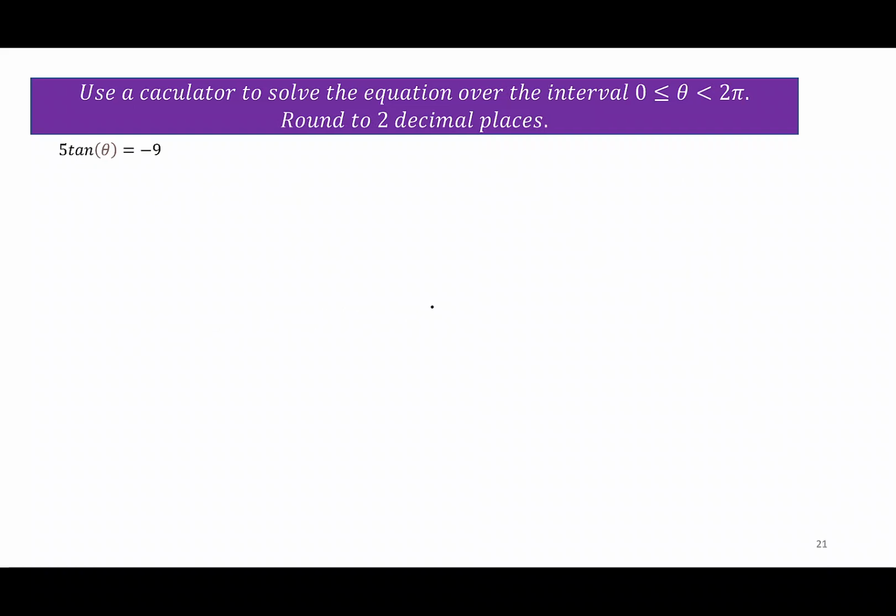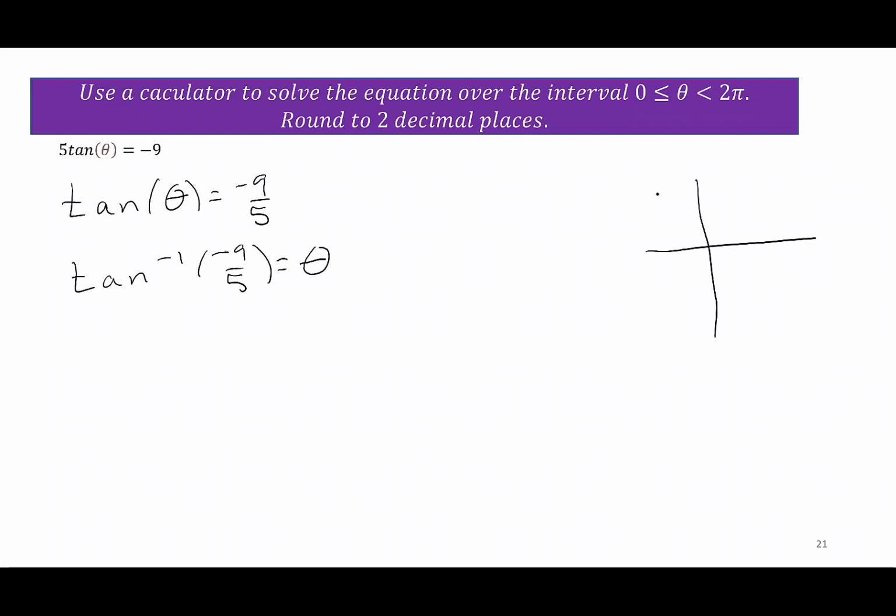Our last problem says 5 tangent of theta is negative 9. I'll start by writing tangent of theta is negative 9 over 5. Then I want to take the tan inverse of negative 9 over 5, and that's going to give me theta. Tangent is negative in quadrants 2 and 4, so I expect 2 solutions to this problem.